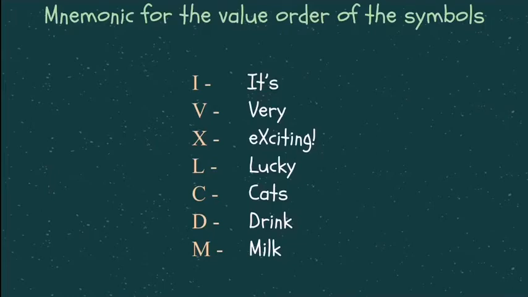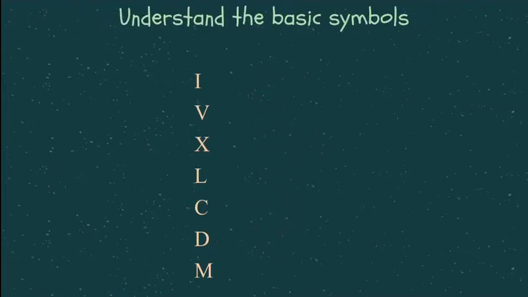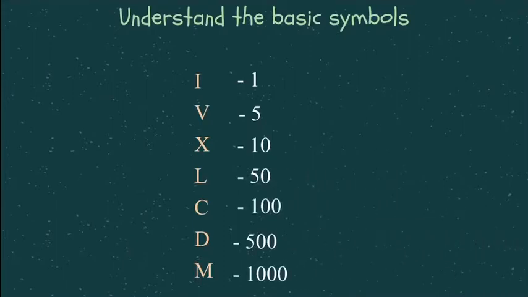रोमन नंबर्स बन सकते हैं। Now let us understand the basic symbols. I represents 1, V represents 5, X represents 10, L 50, C 100, D 500 and M 1000.